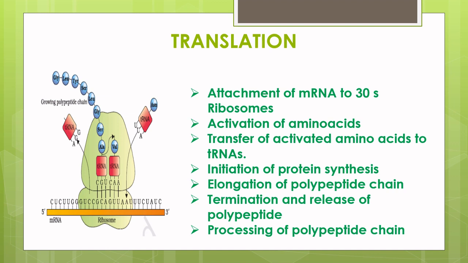When the polypeptide chain is released, the first amino acid methionine is removed from the chain by deformylase. Any amino acid from the end of the polypeptide chain that is not needed is also removed by exopeptidase. Finally, the polypeptide chain with the correct amino acid sequence folds itself to form the protein or the enzyme.